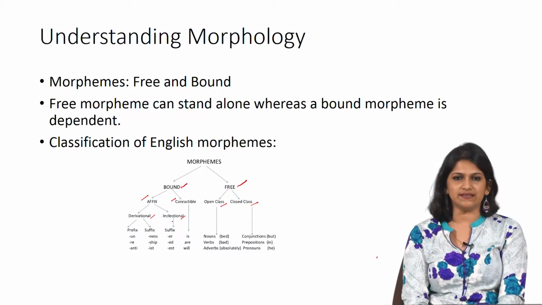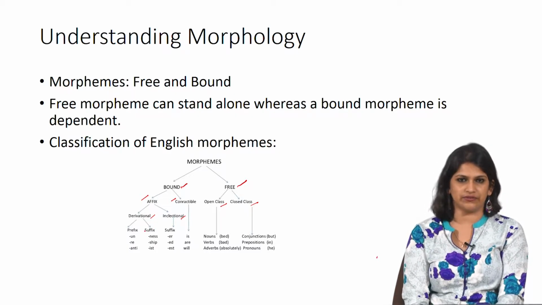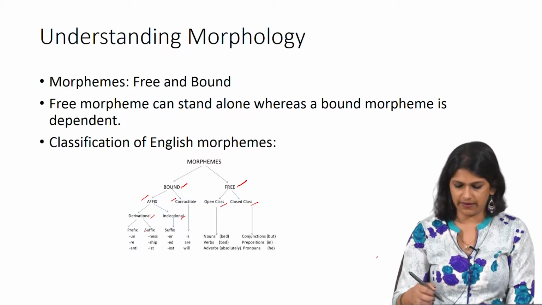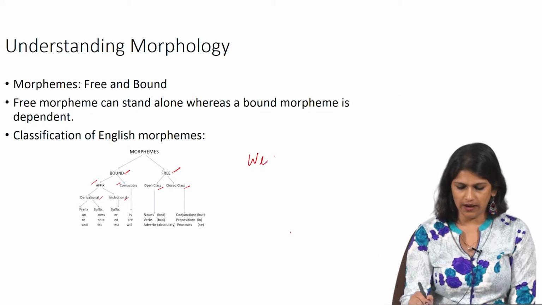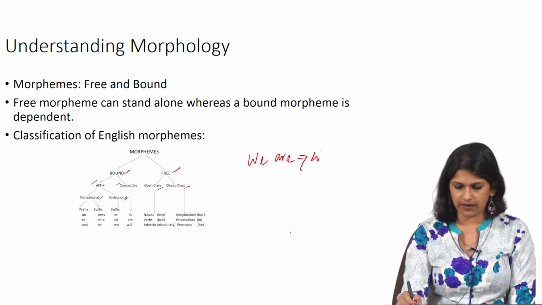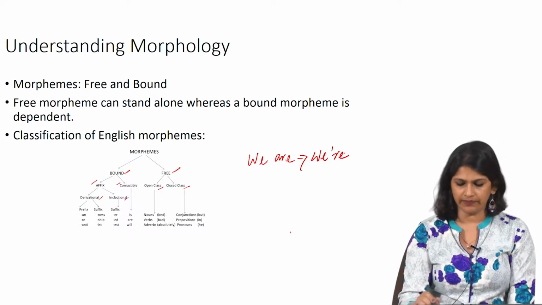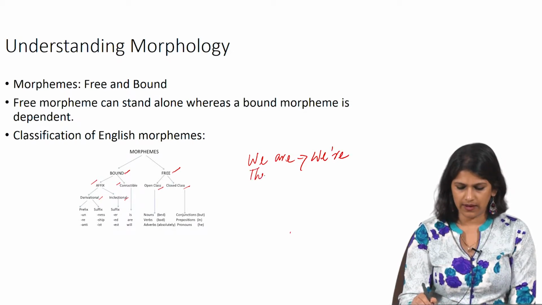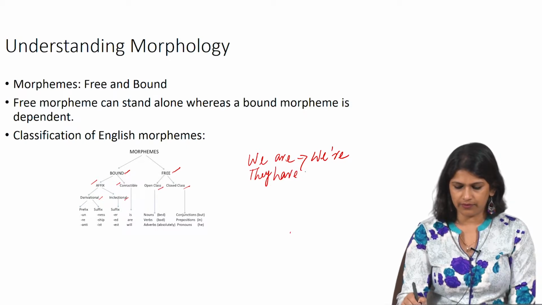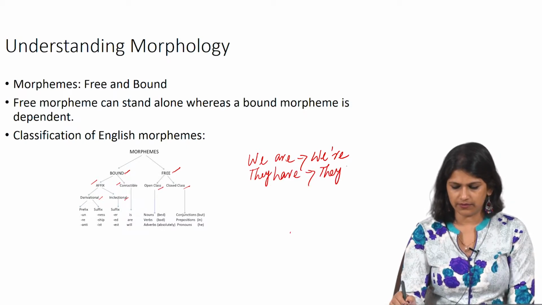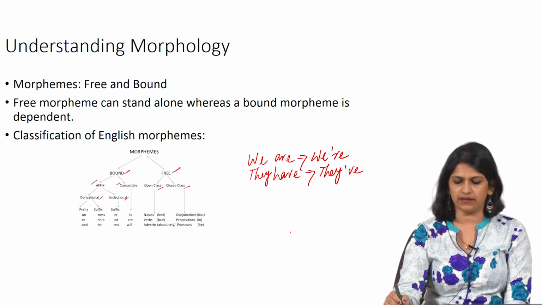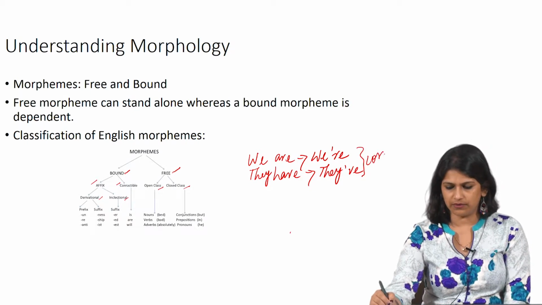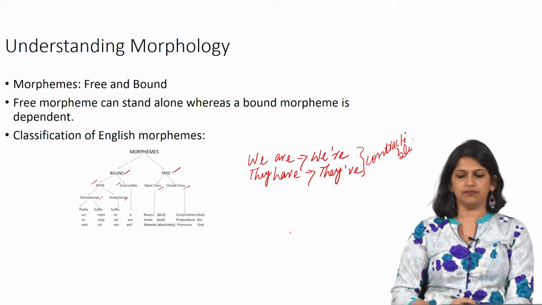Instead of saying he is, we can simply say he's, with an apostrophe s. Similarly, we can write we are, or simply we're, right. You can write they have, and if you want to write it in a contracted form, then it is going to be they've. So, this apostrophe re, apostrophe ve, these are the contractible forms. These are also bound morphemes.